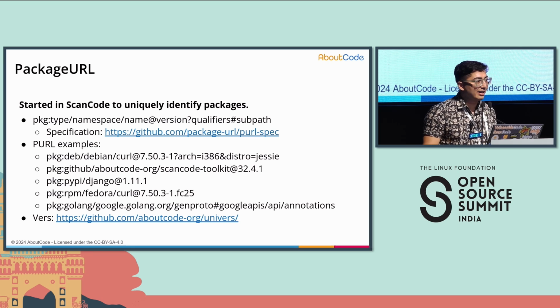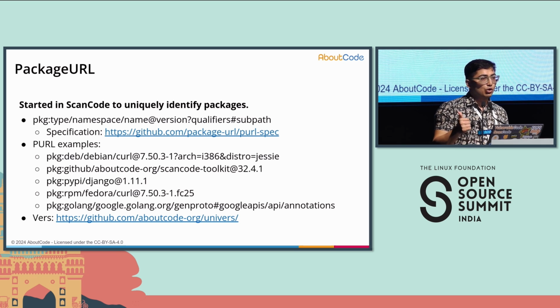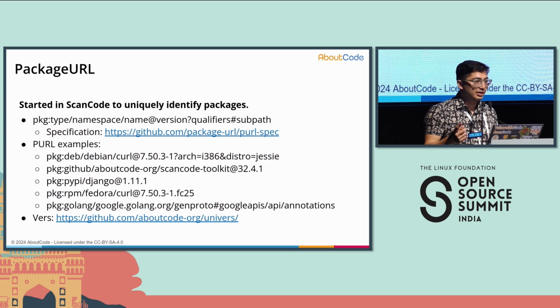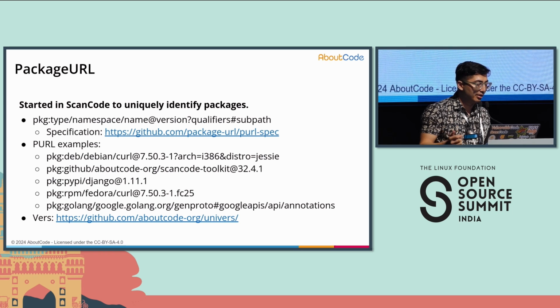This was started in ScanCode to uniquely identify packages. Here are the type, namespace, name, version. These are important parts for this. The goal is first to uniquely identify a package and also to get data about it from an ecosystem or somewhere where that data is there. So licensing data, security data, or something.